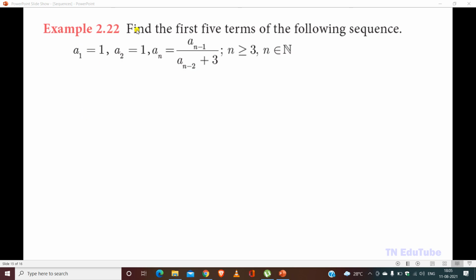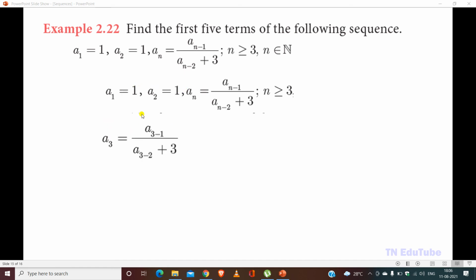2.22. Find the first 5 terms of the following sequences. We have to find 5 terms. They have given the first term, the second term, and the nth term. To find A3, we have to put n equal to 3. A3 is equal to A3 minus 1 by A3 minus 2 plus 3. Now if we subtract this, what do you get? A2 by A1 plus 3. The value of A2 is 1. The value of A1 is also 1. If we substitute, we get 1 by 4.